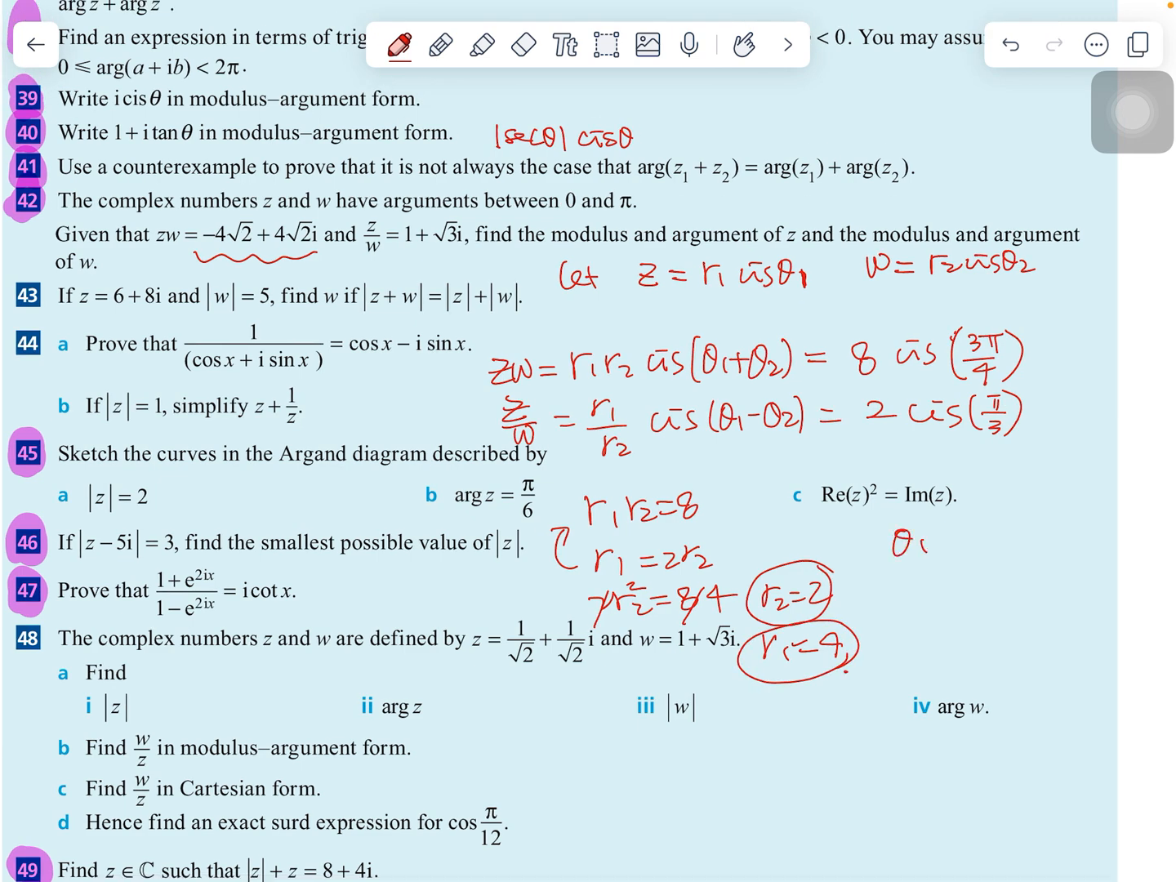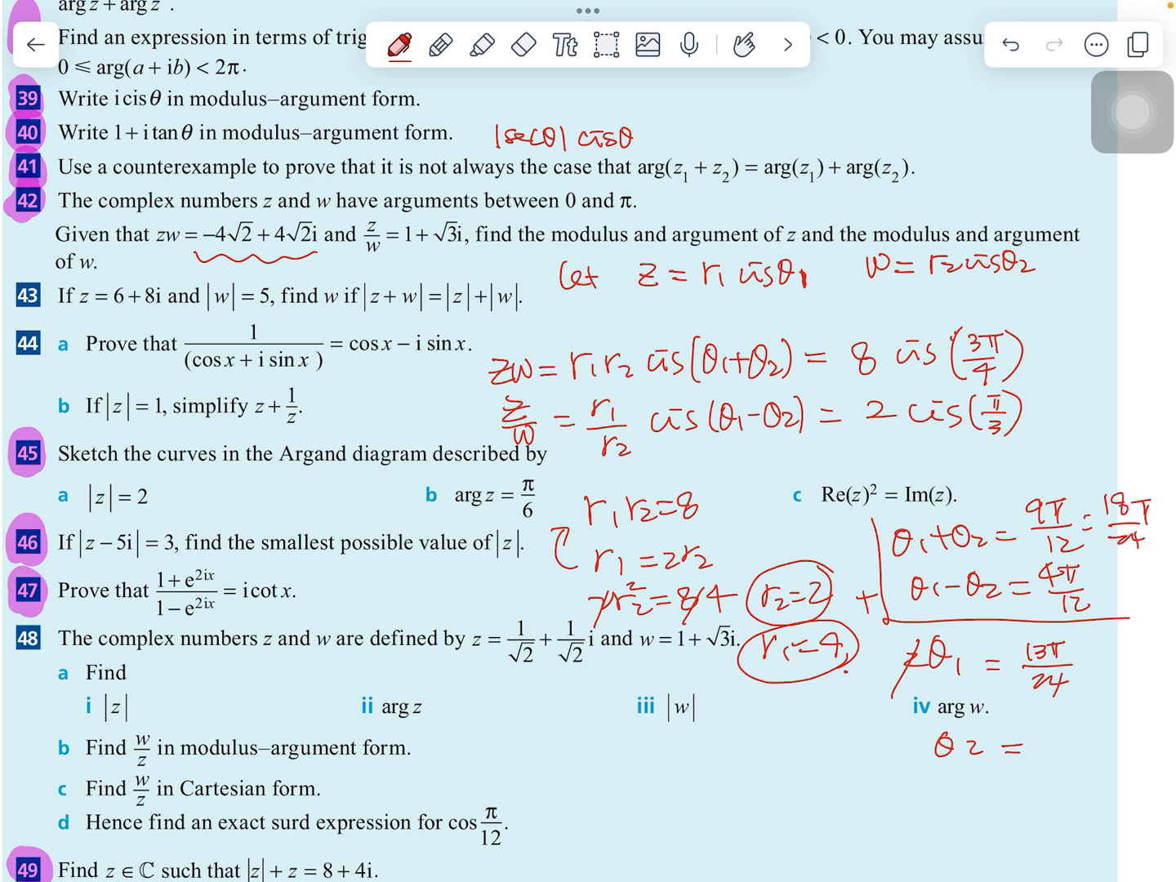And theta 1 plus theta 2 becomes 9 pi over 12. Theta 1 minus theta 2 becomes 4 pi over 12. When we add them together, theta 1 becomes 13 pi over 12, so 24. Theta 2 becomes 5 pi over 24. So R1 cis 13 pi over 24, 2 cis 5 pi over 24.